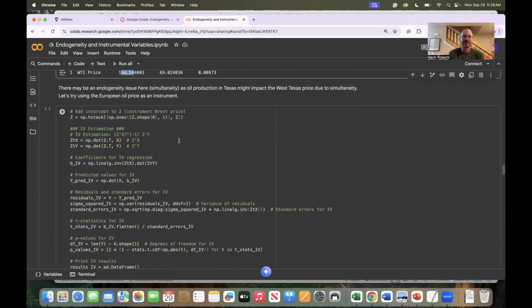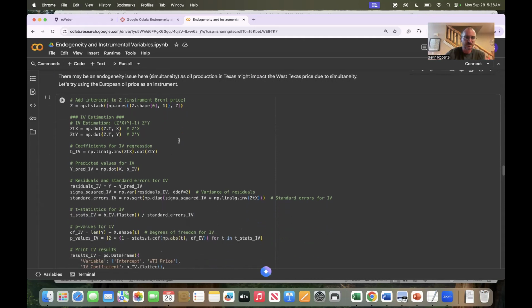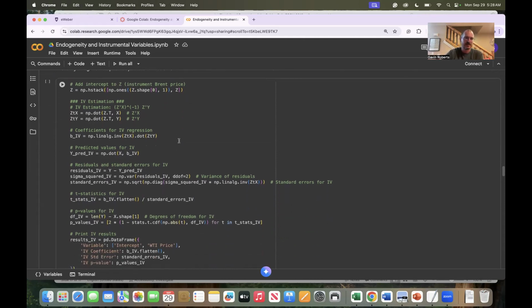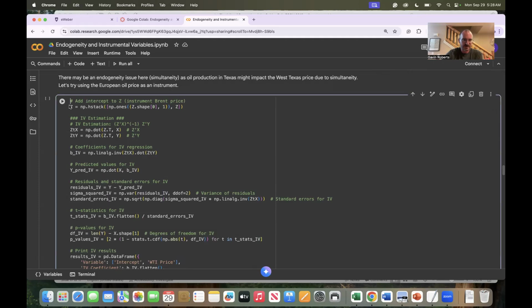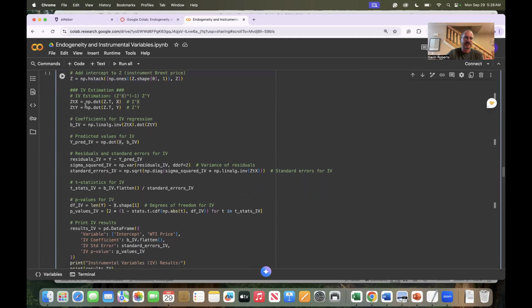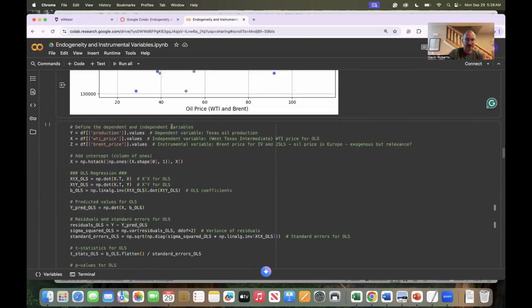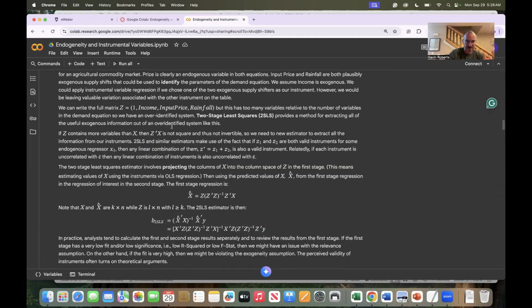Now, there may be an endogeneity issue here for exactly the reasons I mentioned above, looking at the scatter plot, talking about Europe versus US, Texas production. So let's try using European oil price as an instrument. So now, here's our Z, we're adding ones to it. Now we can just do Z prime X, because this is from, let's go find our equation again real quick.